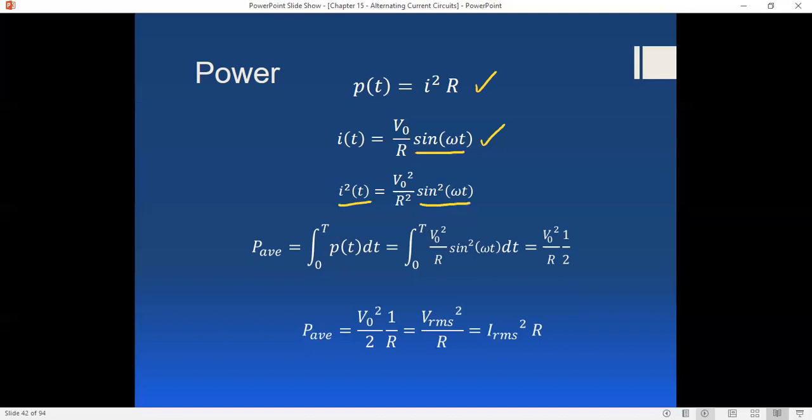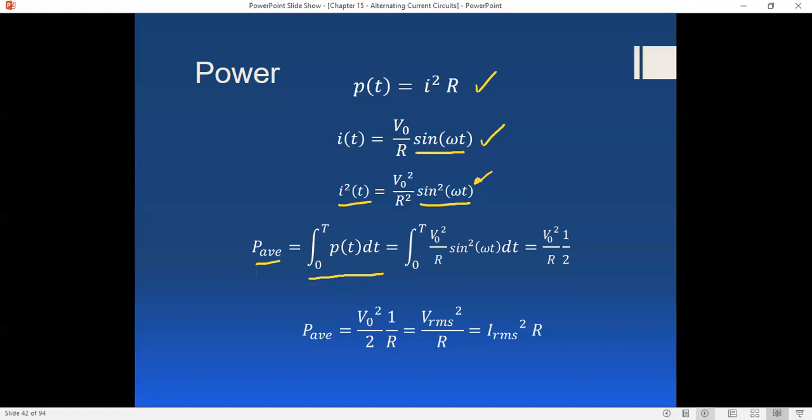For instance, if we take the sine of 270 degrees, we know that's -1. If we square that, that becomes 1. So this part of the function right here is always going to be a positive value because we're squaring it. Okay, so now let's calculate the average power, and we're going to do this by integrating it over time.